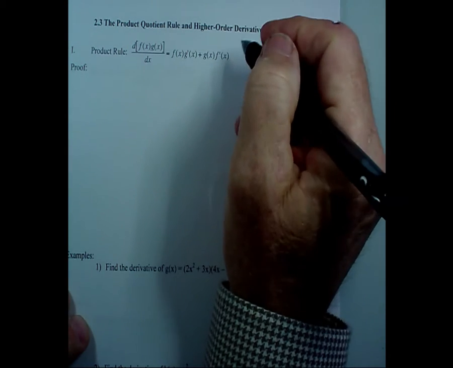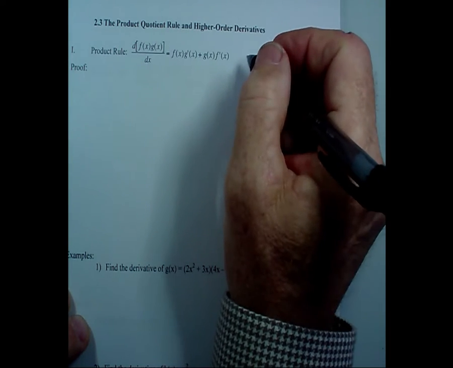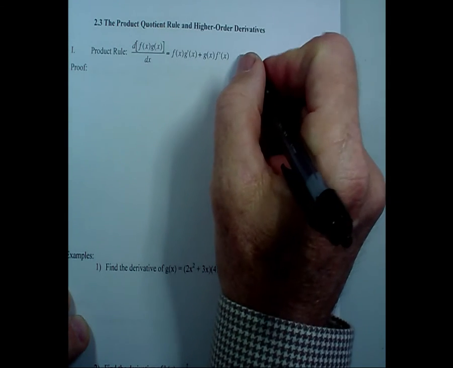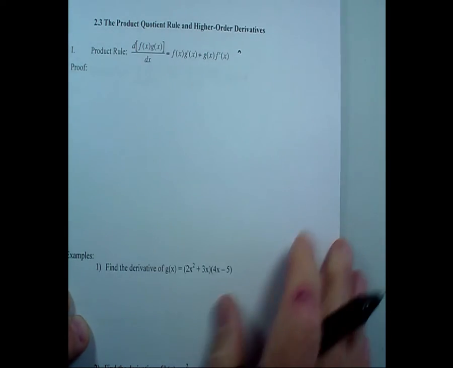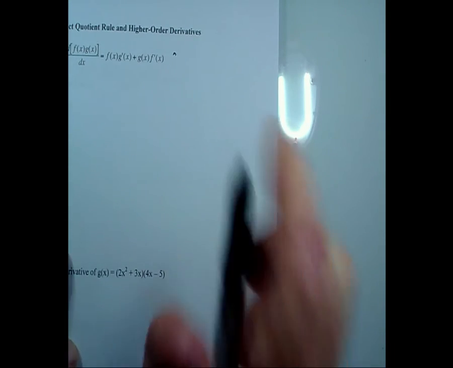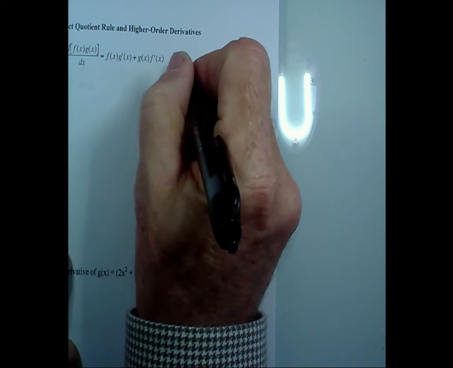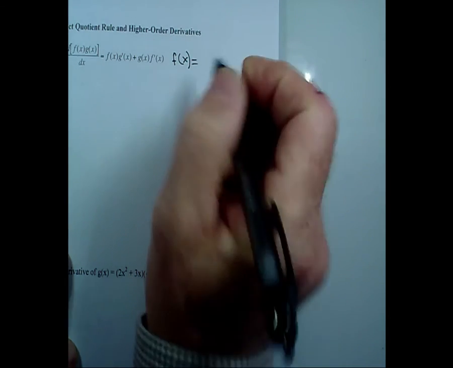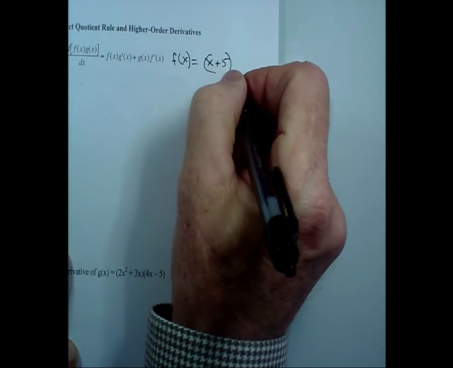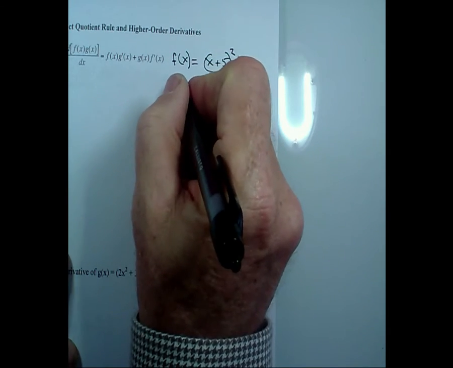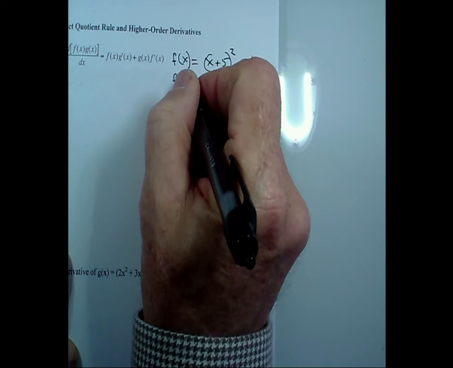Okay, we're talking about the product rule today, all right? So let's look at these examples. Let's say I have this. I'm going to slide it over here. Let's say I tell you that f of x is equal to x plus 5, the quantity squared, and I ask you to figure out the derivative.